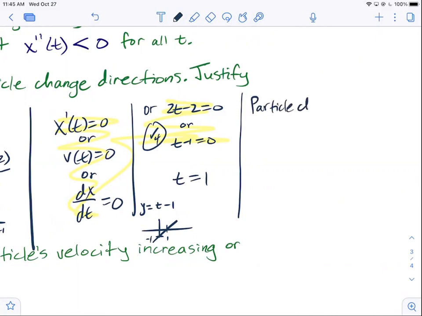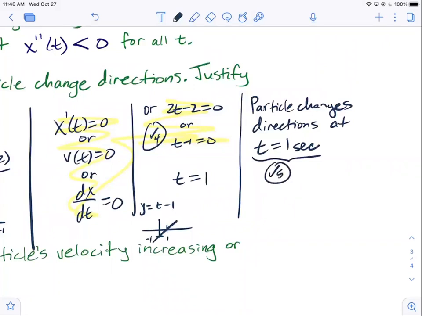Particle changes directions at t equals 1 seconds. Okay. I'm not going to really count units this time, but make sure you have units here. There's not enough time for me to address units. Just make sure you have them in the future. At t equals 1 second. So I'm going to give you a check for the answer. Okay. And then here's the justification.